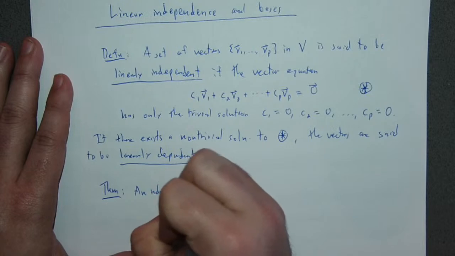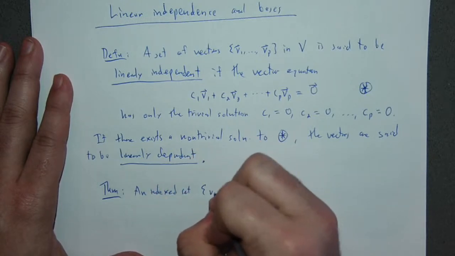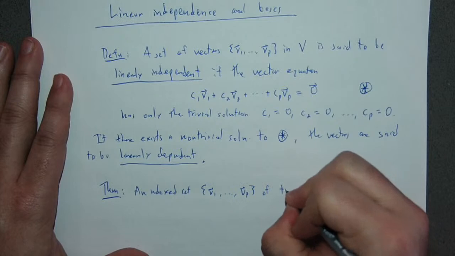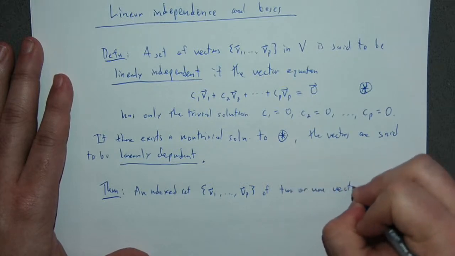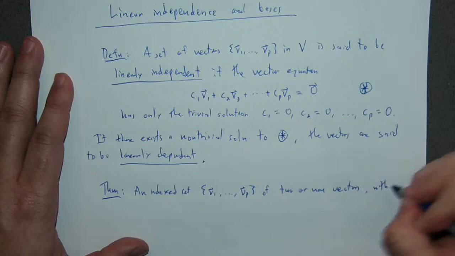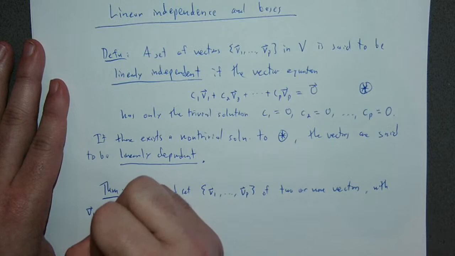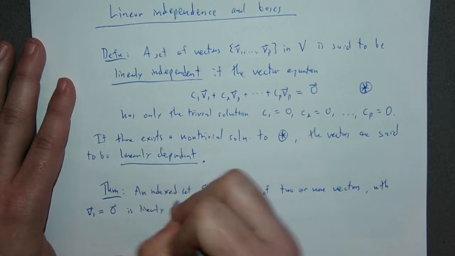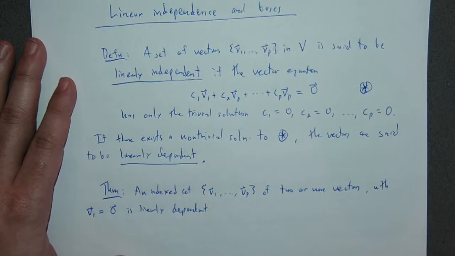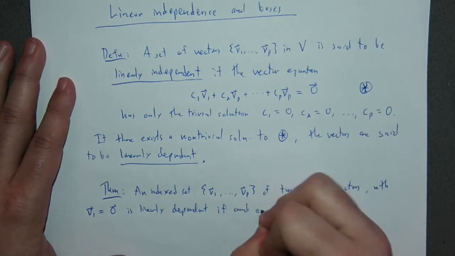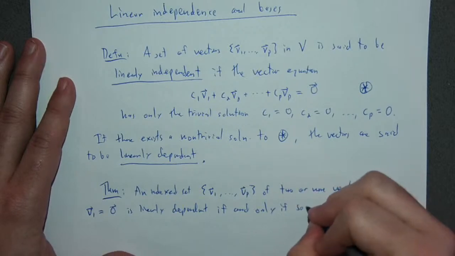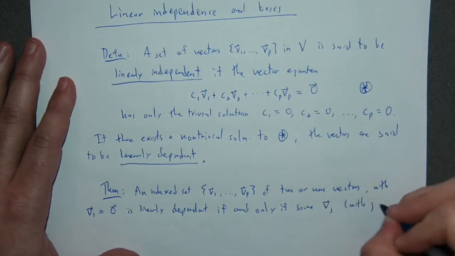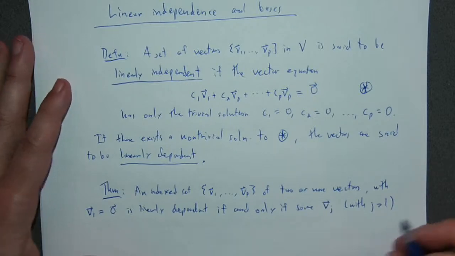An indexed set of vectors, say v1 to vp, of two or more vectors, where we've labeled these in such a way that v1 is not the zero vector, so maybe one of the others is, but v1 is not the zero vector, is linearly dependent if and only if some v sub j with j bigger than 1 is a linear combination of the preceding vectors.